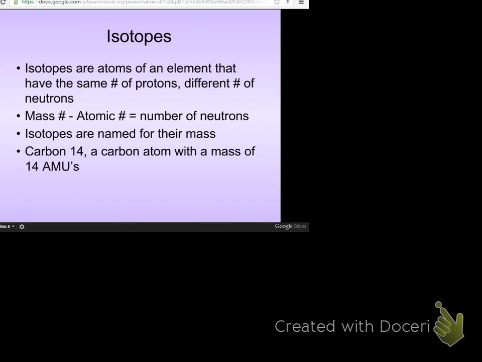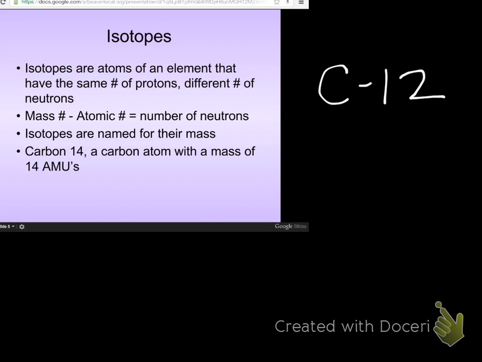Now that we know how we measure the mass of an atom, we can talk about isotopes, because we have to know about mass to talk about isotopes. An isotope is an atom of some element that's got a different mass. Okay? So we'll take carbon as an example. We have carbon 12, C12. It has a mass of 12.